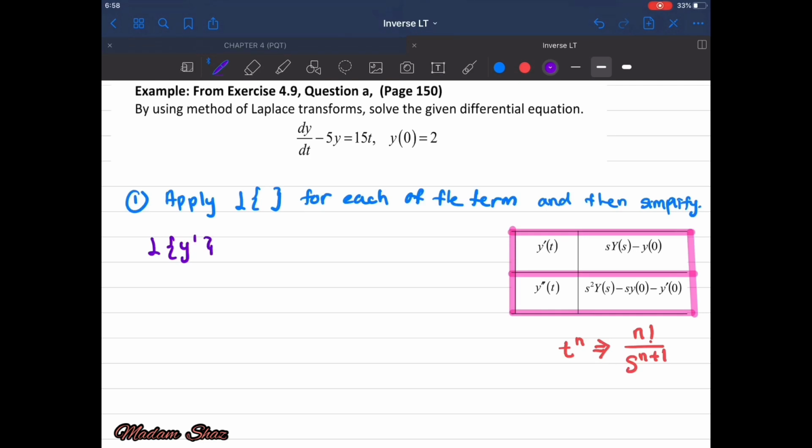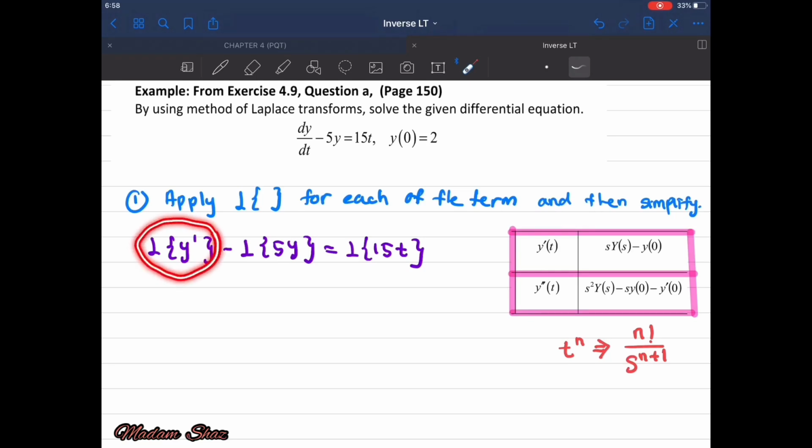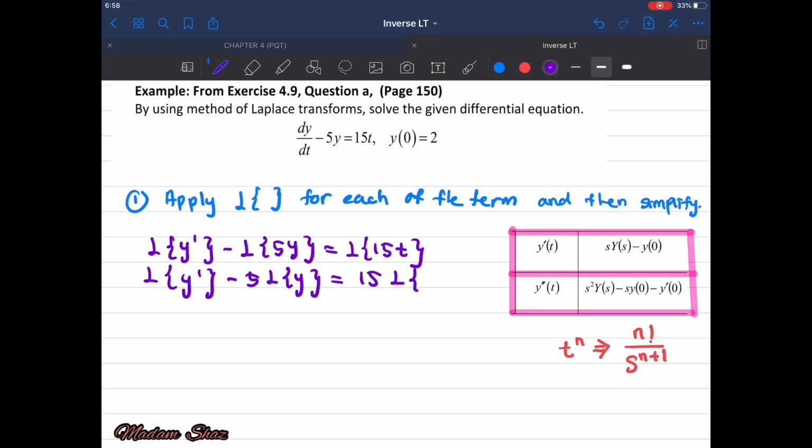Laplace y prime minus Laplace 5y is equal to Laplace 15t. If we have any constant inside the curly bracket, then we bring the constant to the front. Laplace y prime, there is no constant. Laplace 5y, the constant is 5, so bring 5 to the front. Laplace 15t, bring the constant 15 to the front. So Laplace y prime minus 5 Laplace y is equal to 15 Laplace t.